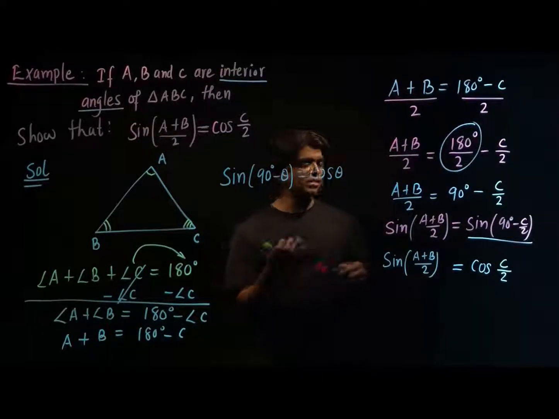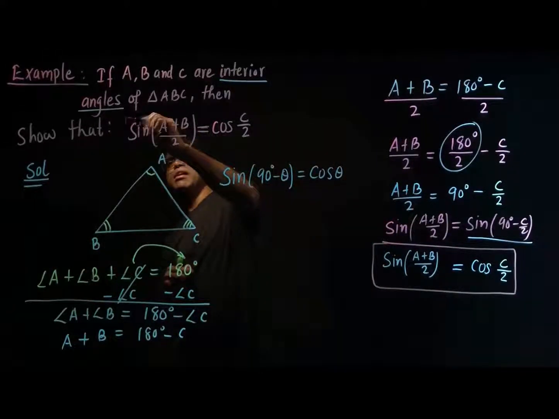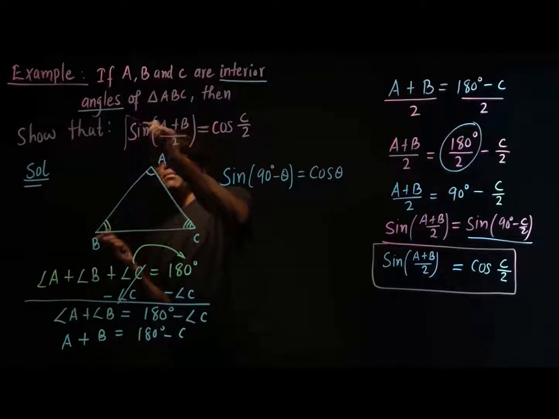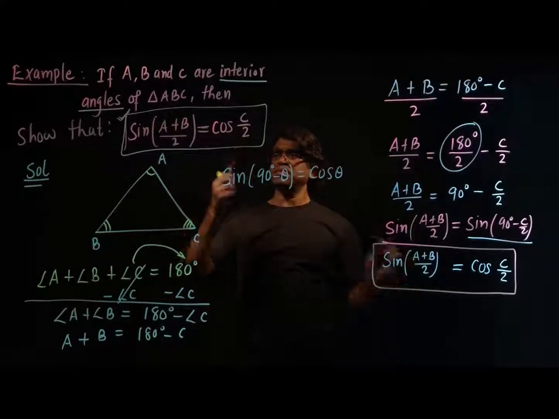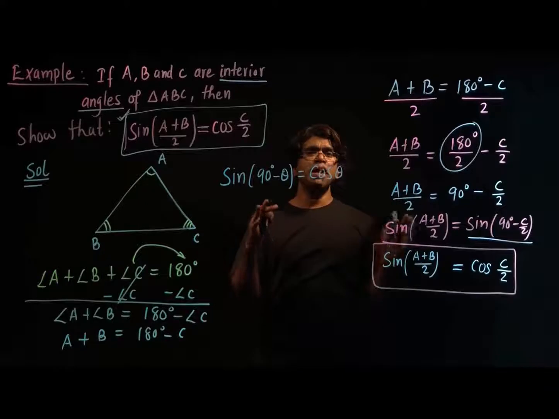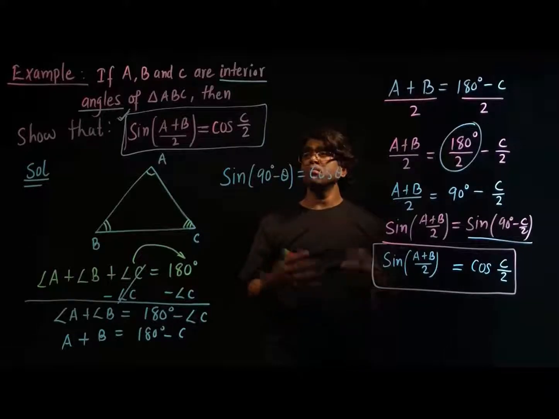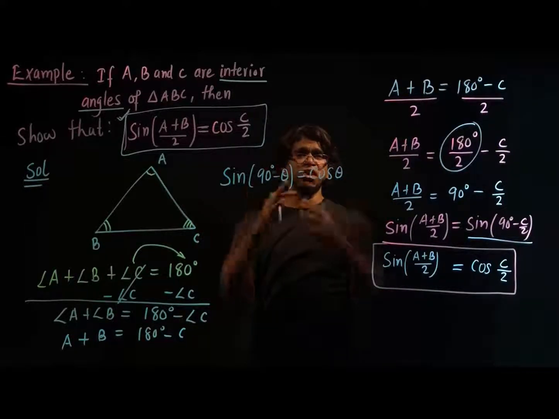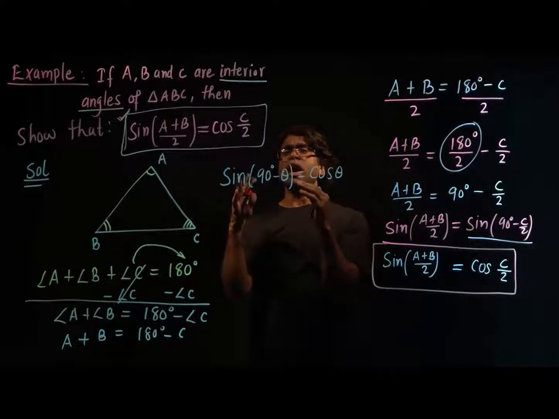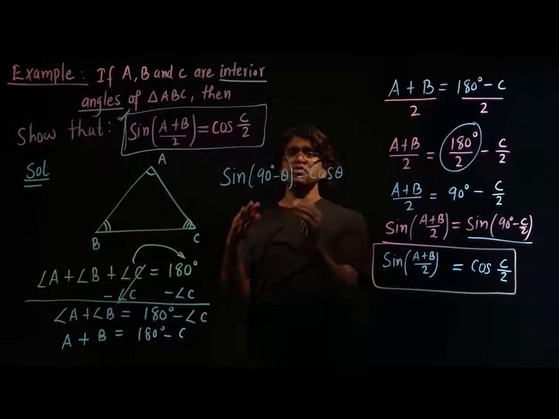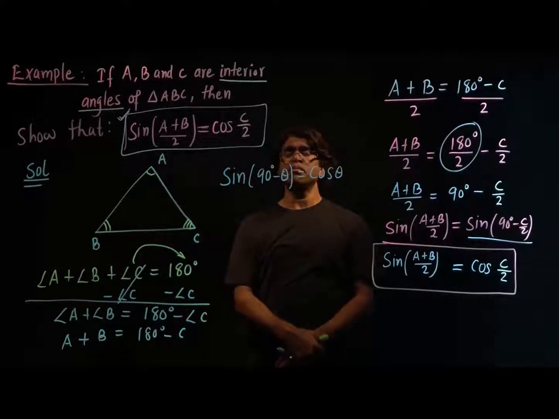As you can see, this is the same expression that I have in this question right here. These two expressions are the same. So basically, we have proved that sine (A plus B) over 2 is equal to cosine C over 2. If we have some other expressions or terms for this kind of question, we will follow the same procedure and use the appropriate complementary angle formula. And this is how we will solve questions based on complementary formula.